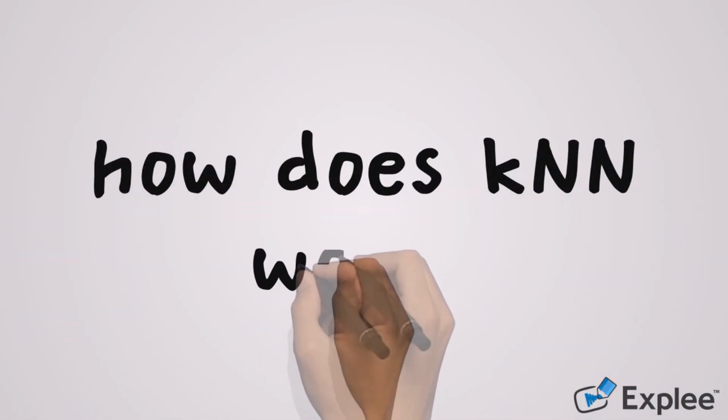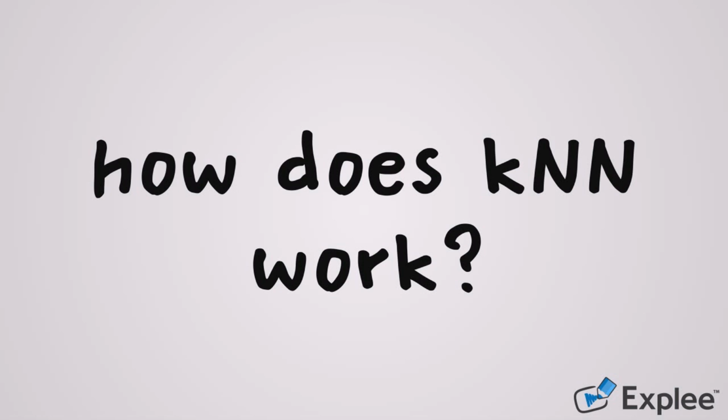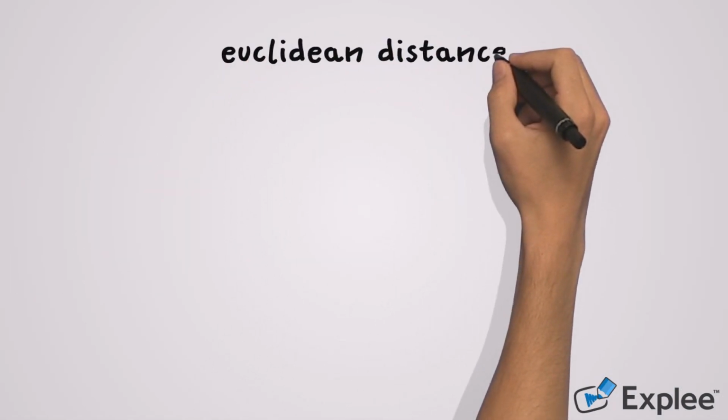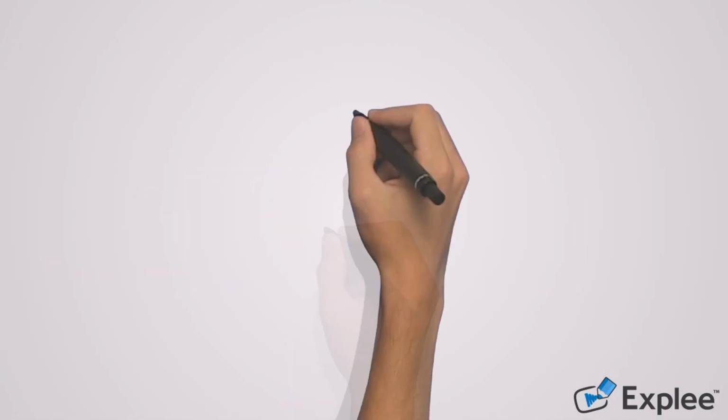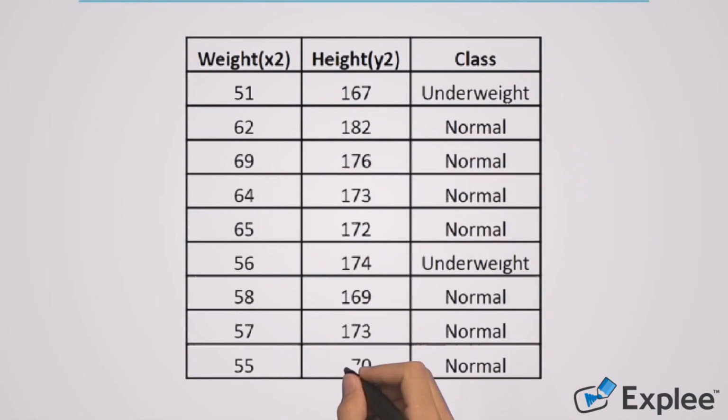Now, how does kNN work? Well, in kNN, you can't just use your eyes alone to measure which are the closest neighbors of the unknown. You also need to use math. And so, we will use the Euclidean distance formula to know which is the nearest to our unknown. The formula for Euclidean distance is d equals the square root of (x minus a) squared plus (y minus b) squared. So for example, we have this set of labeled data.